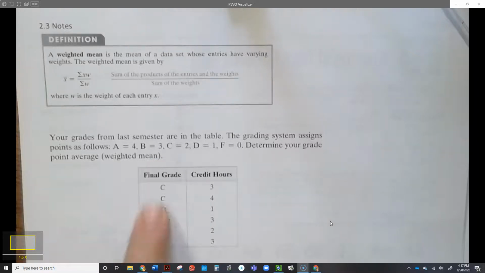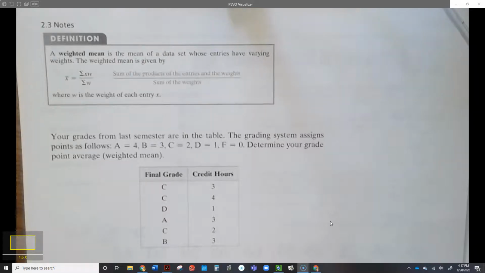This is the kid's report card for a semester. It looks about like mine. I was definitely a BCD student.